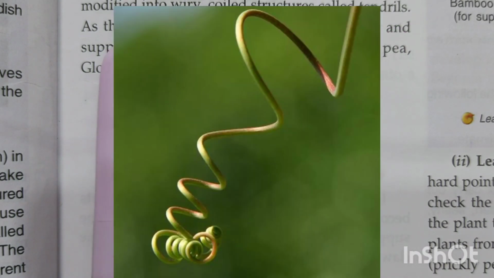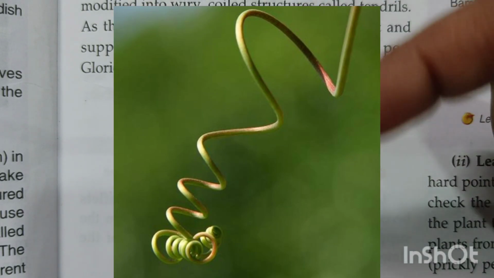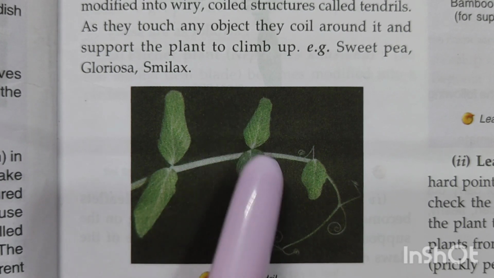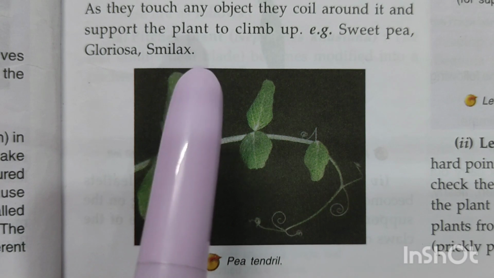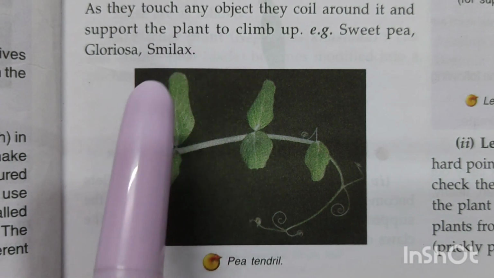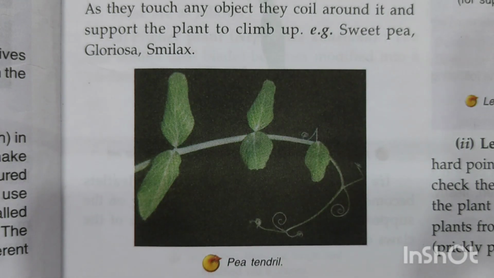These coils are known as tendrils. And the function of these tendrils is, whenever they come in contact with any object, they coil around it. Coil around means to go round and round. So they coil around the support, and that way they help the plant to stand up straight and to climb up. So such modification is known as a leaf tendril, and you can find the leaf tendril in sweet pea.